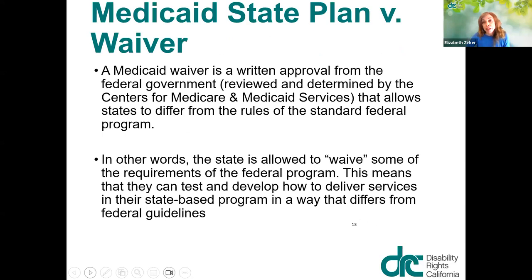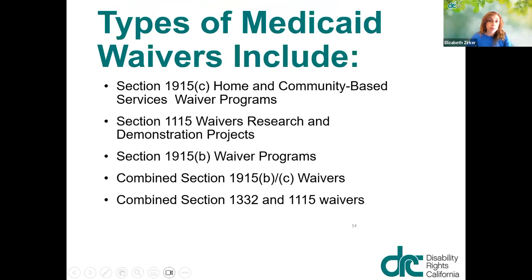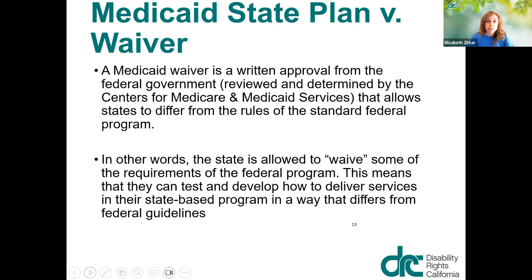So what's the difference between state plan services and waiver services? A Medicaid waiver is a written approval from the federal government, reviewed and determined by the Centers for Medicare and Medicaid Services, CMS, that allows states to differ from the rules of the standard federal Medicaid program. I'll talk a little bit more about this later, but basically a waiver waives certain requirements that normally optional and mandatory state plan services must comply with. States can request home and community-based services waivers to meet the needs of people who want to receive long-term care services and supports in their home or community instead of an institutional setting.